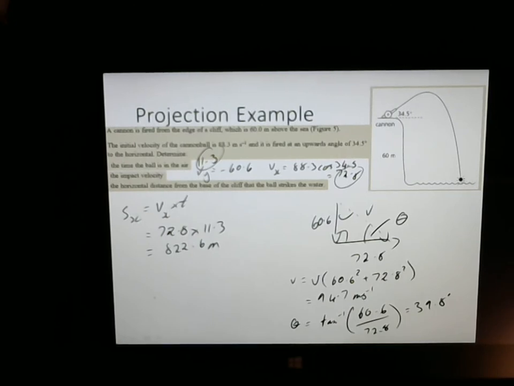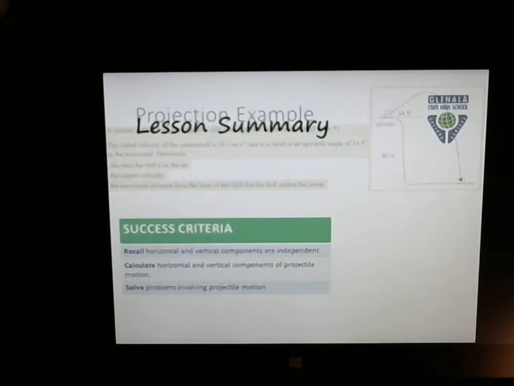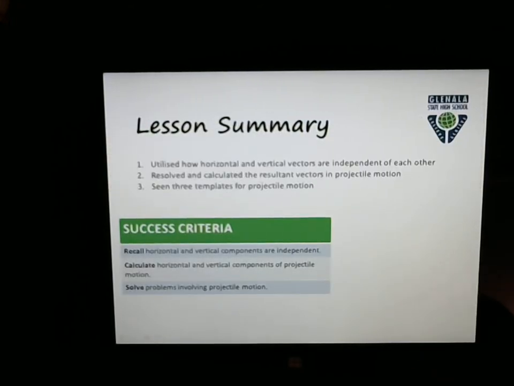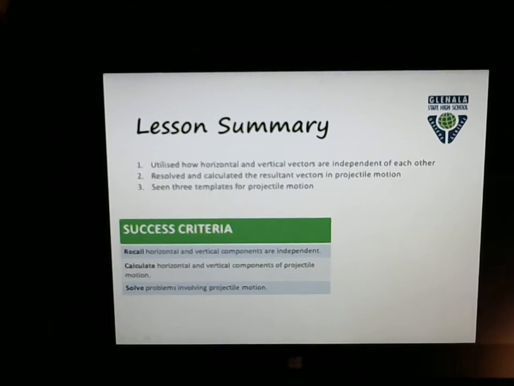So let's recap. In this video we've learnt the following. We have utilized how horizontal and vertical vectors are independent of each other. We've resolved and calculated the resultant vectors in projectile motion, and we've seen the 3 different templates for projectile motion. Okay, success criteria there at the bottom.